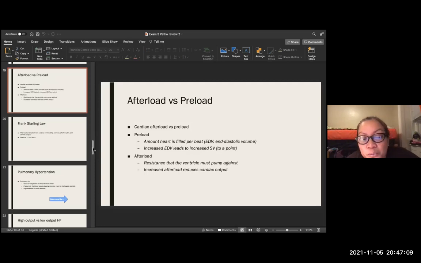All right. Now the afterload is the resistance that the ventricle must pump against. Increased afterload reduces cardiac output. So this is inversely proportional. So the afterload is the resistance. When you hear the word resistance, Monse, always remember that it's going against the flow. Like, you think you can flow here, blood? No, I'll block you. Something like that. So there is resistance to the flow. If there is resistance to the flow, of course, honey, what does it mean? There is decreased cardiac output, reduced cardiac output, right?